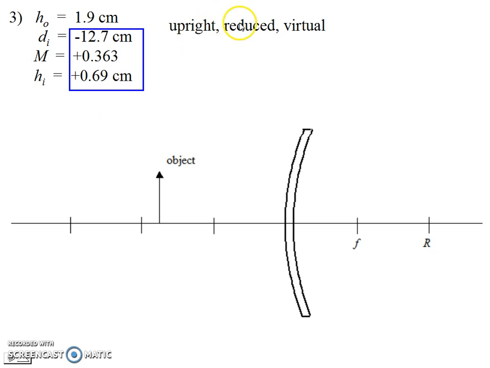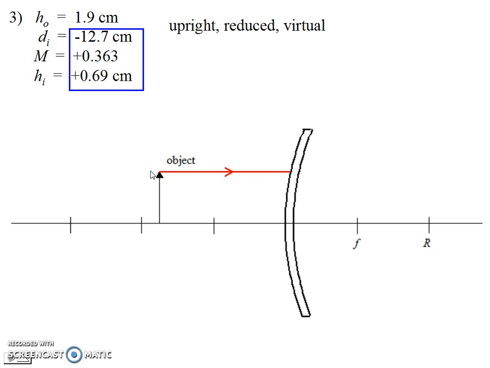You should be getting upright, reduced, and virtual. Upright because magnification is positive, virtual goes with upright, negative image distance makes it virtual and upright as well. We have a magnification smaller than 1, or obviously a height that's smaller than the object height, so it's reduced. Alright, let's start to do our ray diagram. Let's start with the parallel ray.